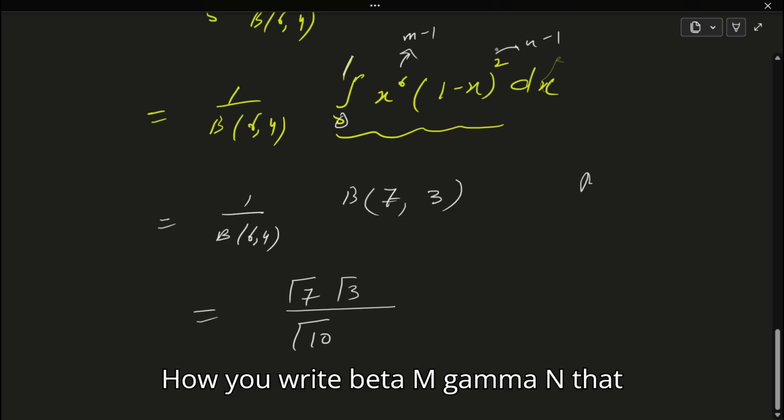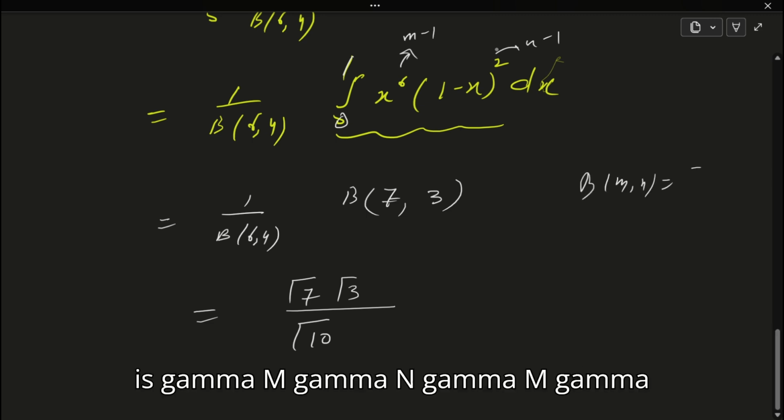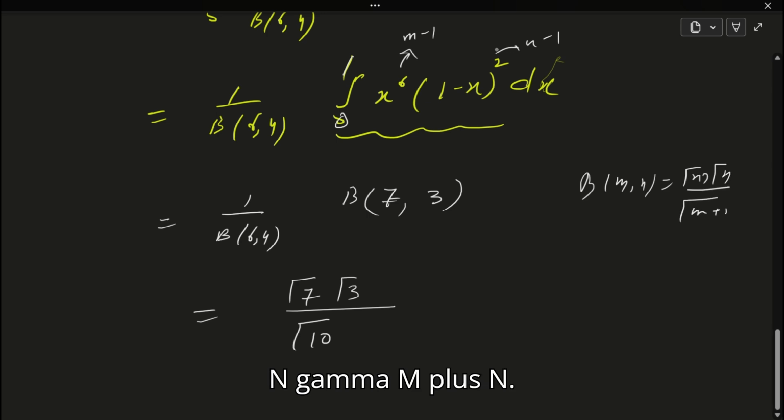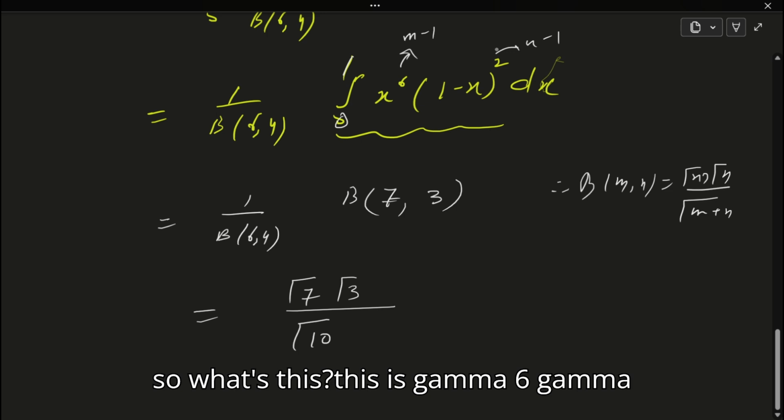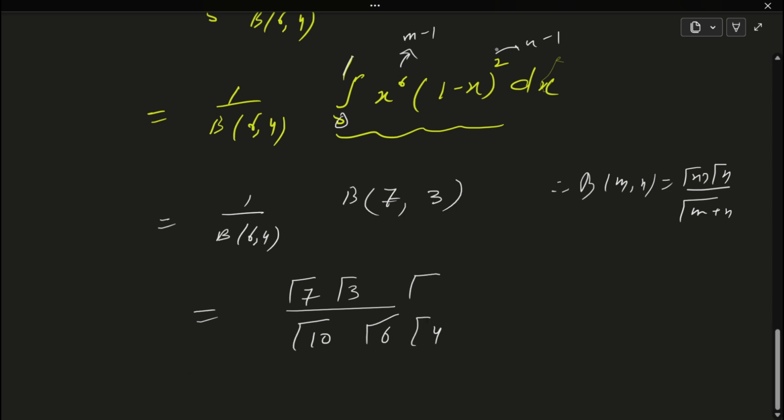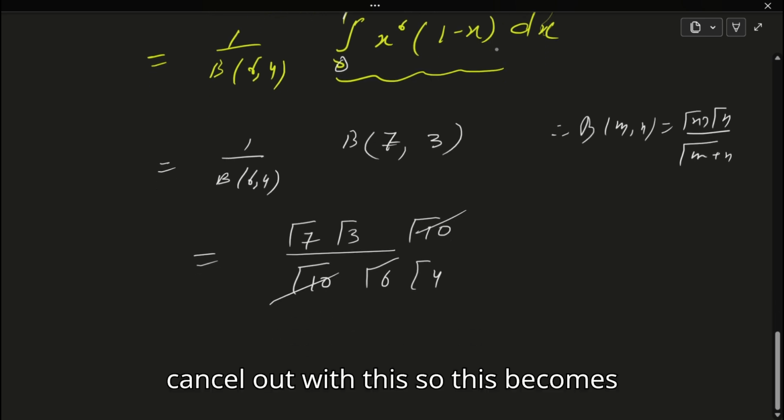How do you write beta(m, n)? That is gamma m gamma n upon gamma (m plus n). So what is this? This is gamma 6 gamma 4 upon gamma 10, so this will cancel out with this.